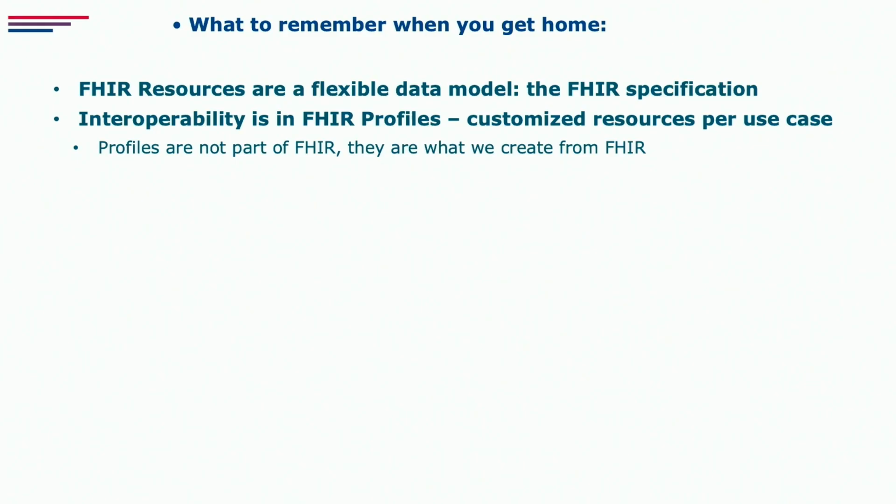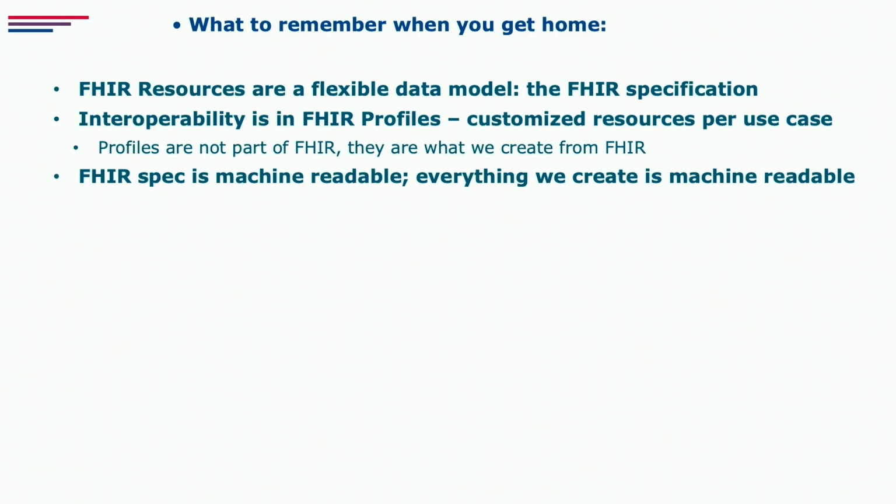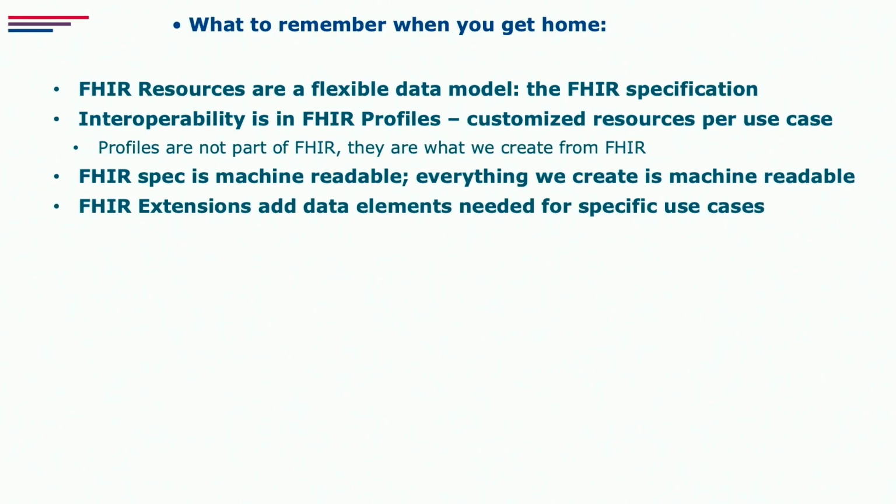The FHIR specification is machine readable. You can download the whole thing to your server, and everything you create from it is machine readable, and therefore everything that you create from it can be shared. That is an important aspect of FHIR that makes interoperability more feasible. I wouldn't say it makes it easy, but it makes it possible that everything can be shared easily. And FHIR extensions are a way to add data elements to the base FHIR specification without it getting too complicated.